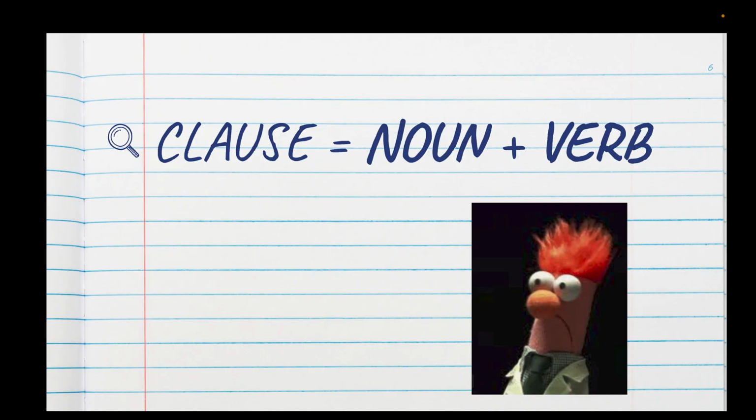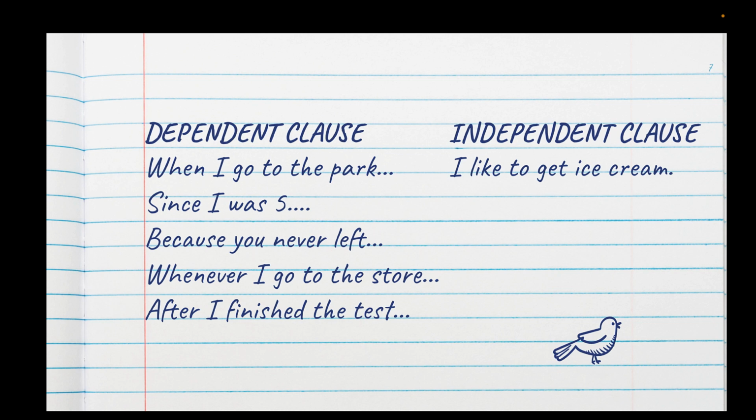I'm going to confuse you even more now, okay? So I just told you a sentence contains a subject and a verb, but now I'm going to tell you that a clause is defined as a phrase that includes a noun and a verb. So there are two different kinds of clauses, okay? There's the independent clause, which is your sentence. I like to get ice cream. We got a subject, we got a verb. It can stand alone. It is an independent clause.